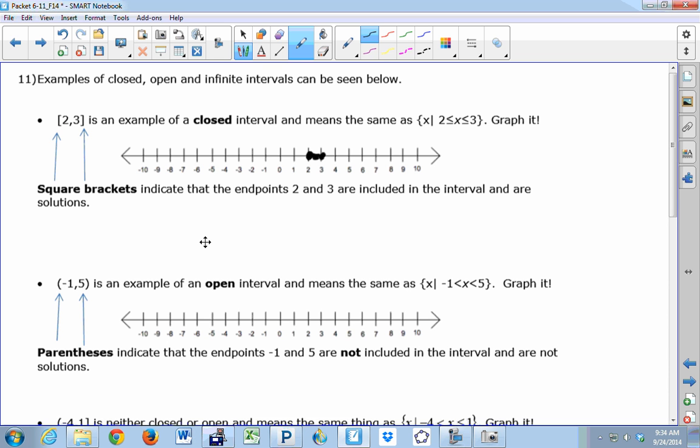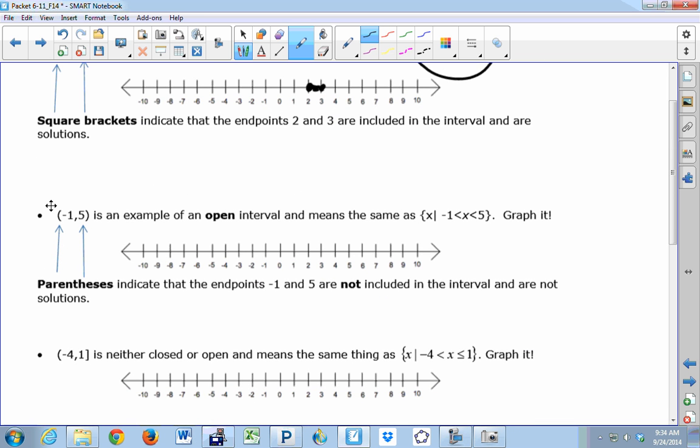Okay. So the square brackets indicate that the endpoints 2 and 3 are included in your solution set. Again, this is how we'd have to write this in set builder notation. Yuck, it's a lot of work when I can just write 2, 3 with little brackets on it, right? So this is a handy, quick notation, very efficient.